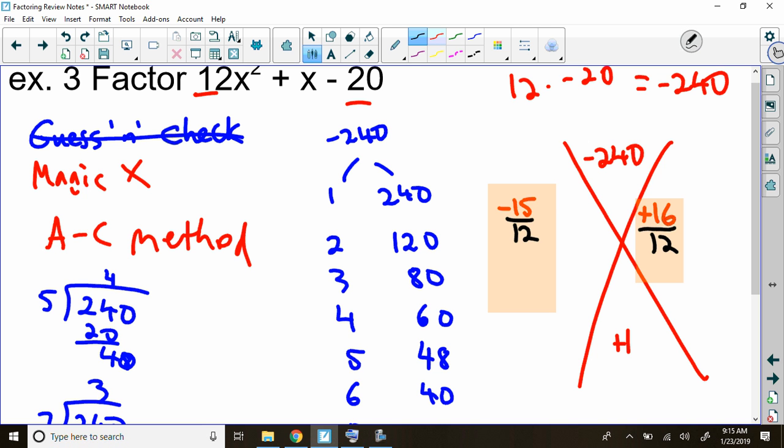15 divided by 12, those are both divisible by 3, so that we can make that 5 over 4. So negative 5 over 4. And then 16 over 12, those are both divisible by 4. That's going to be plus 4 over 3.